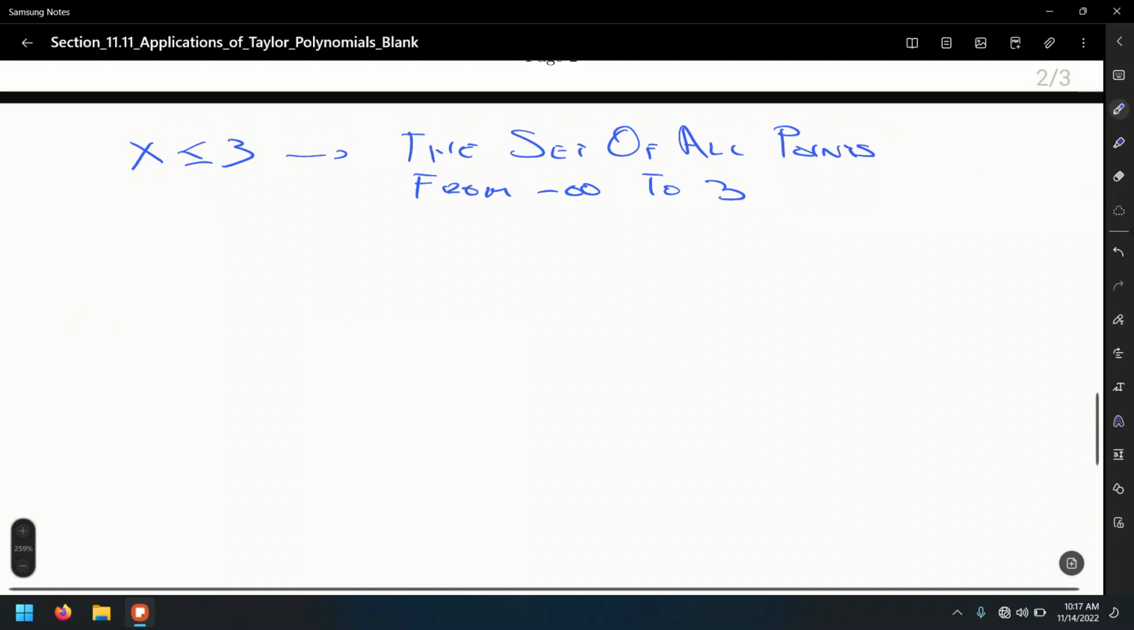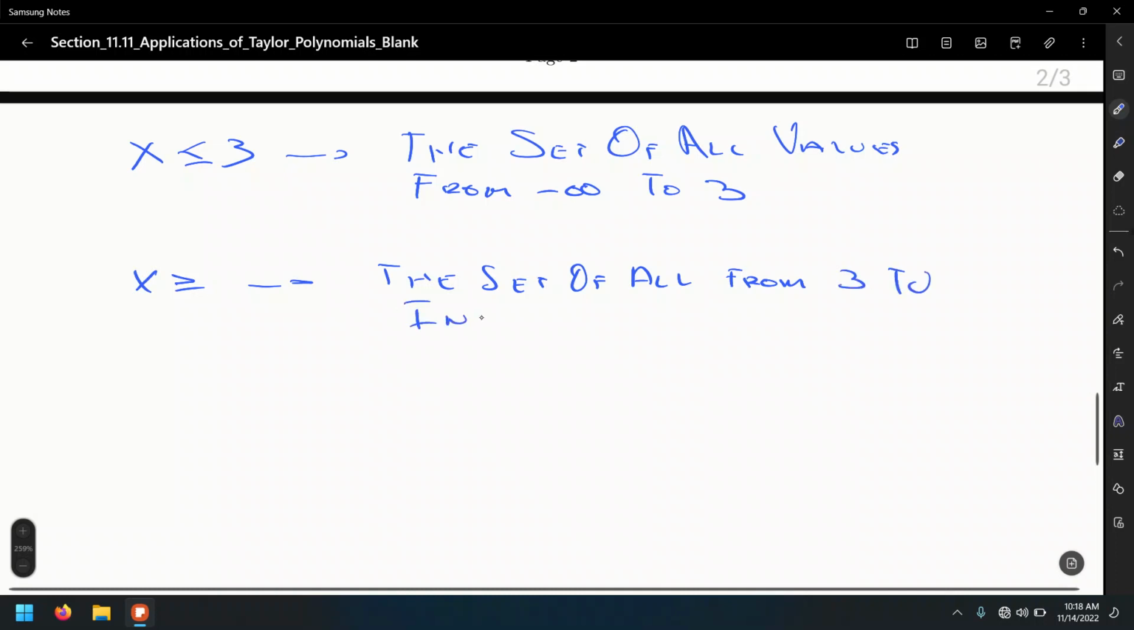In the same way, this is the set of all values, not all points, let's call it all values actually, because we're not looking at ordered pairs. The set of all values from negative infinity to 3, and in this case, the set of all values from 3 to infinity.